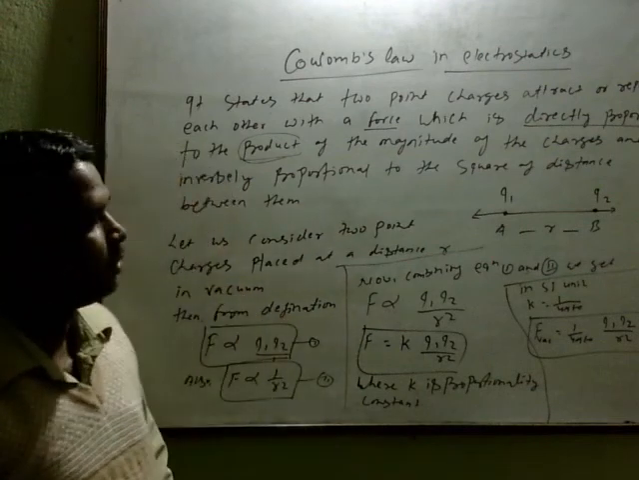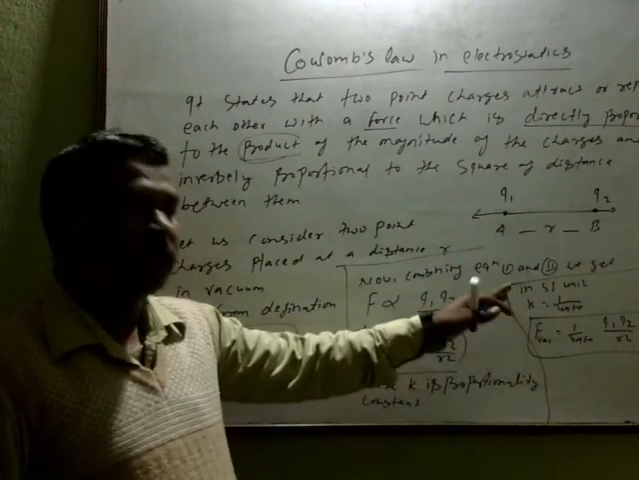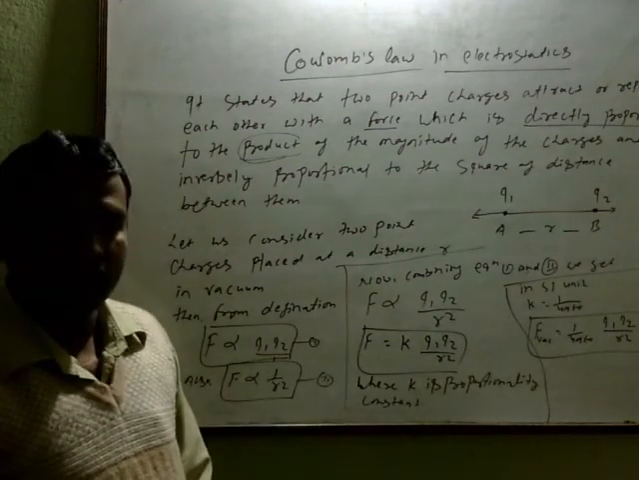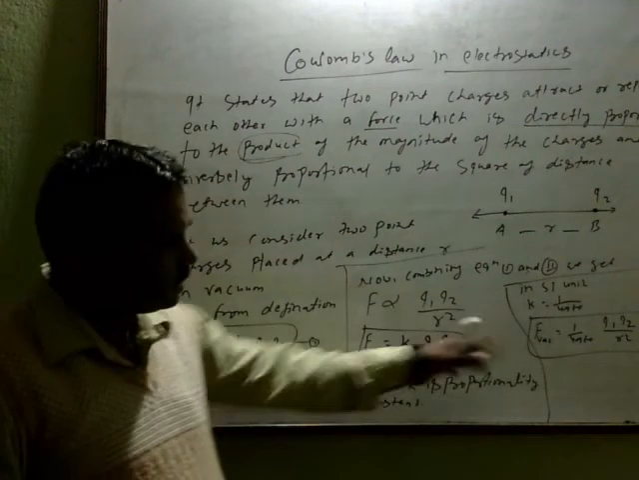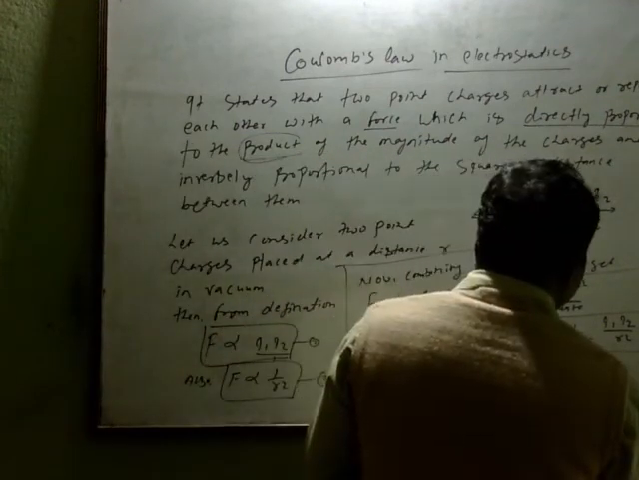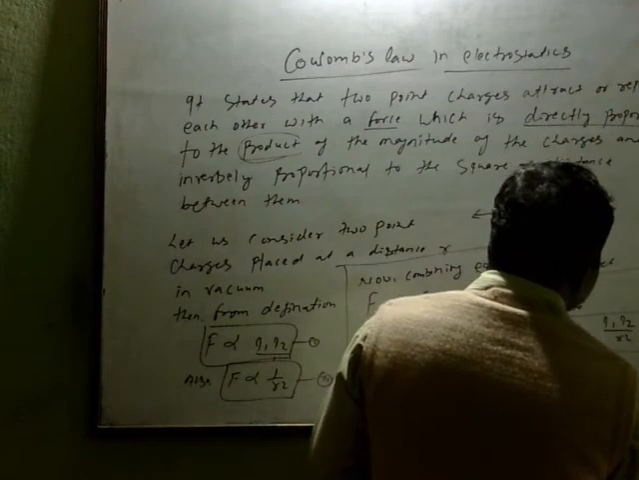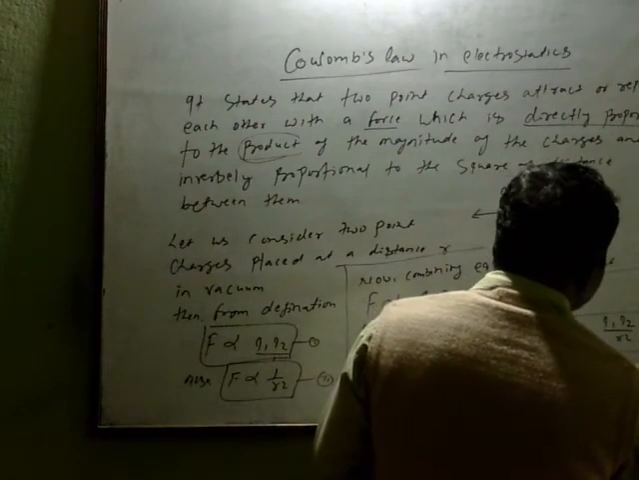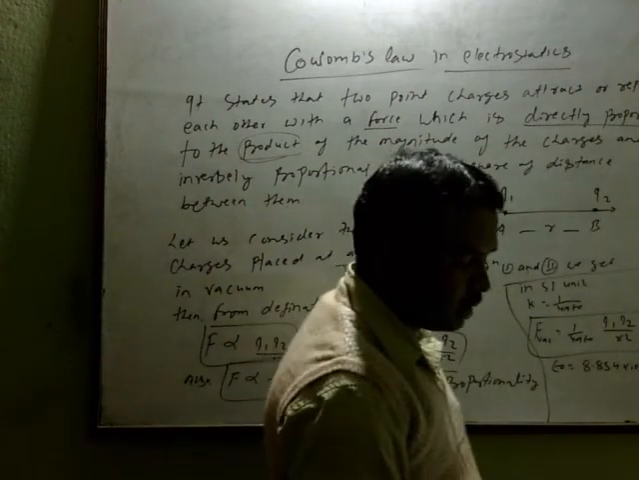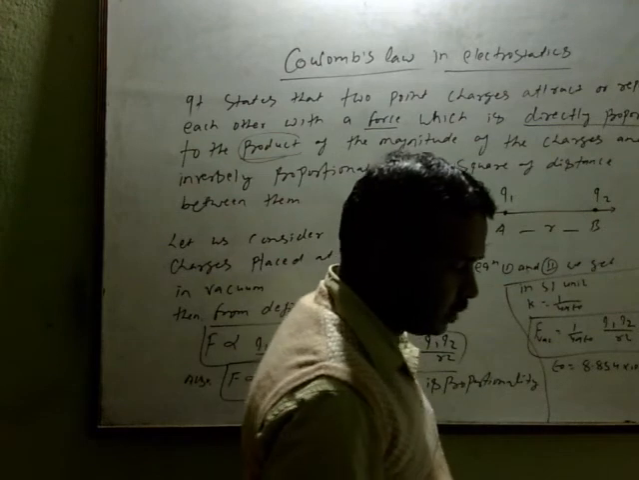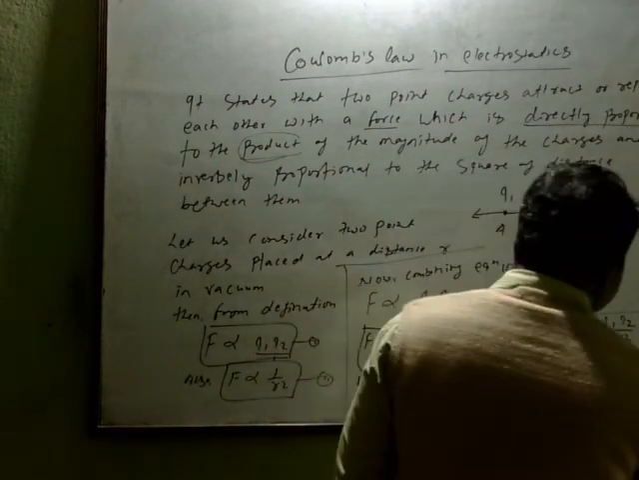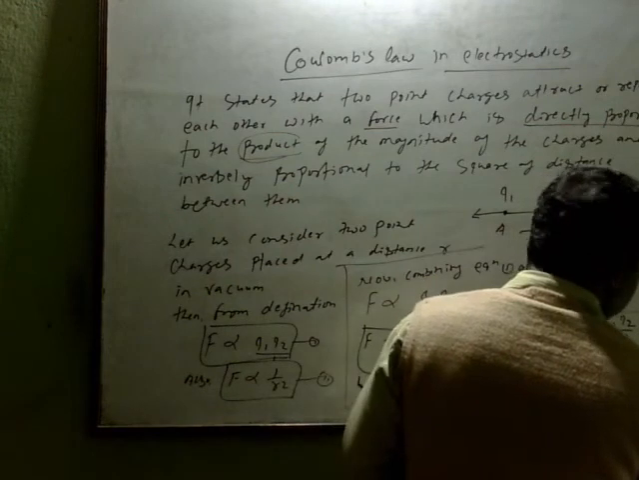According to Coulomb's law, we can write F vacuum or F air equal to 1 by 4 pi epsilon naught Q1 Q2 by R square. So this is the formula. What is the value of epsilon naught? Epsilon naught equal to 8.854 into 10 to the power minus 12. Okay, very good.